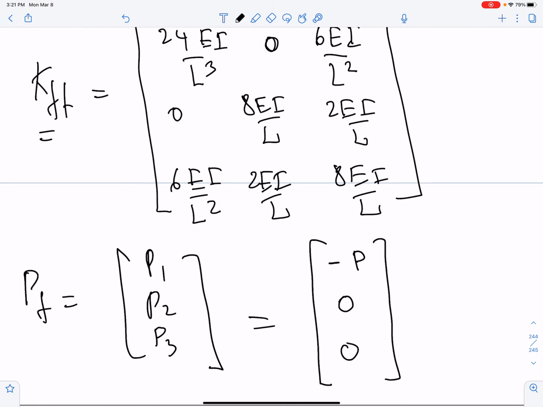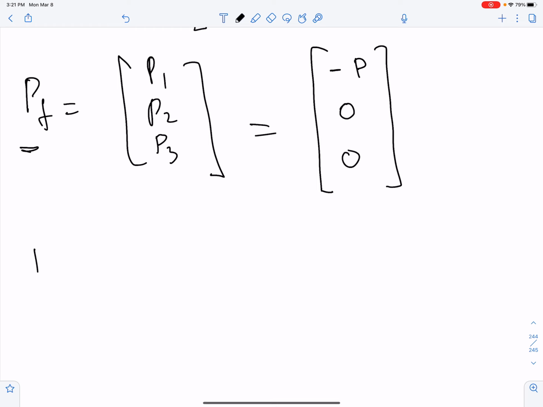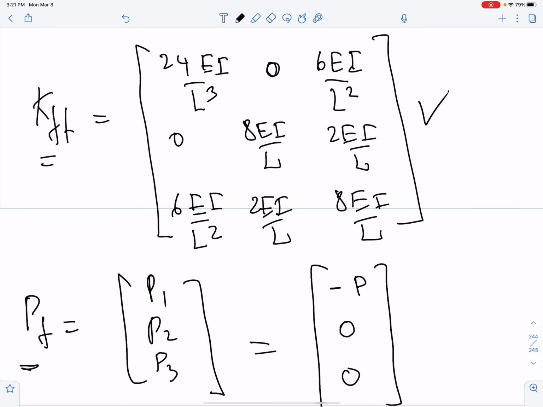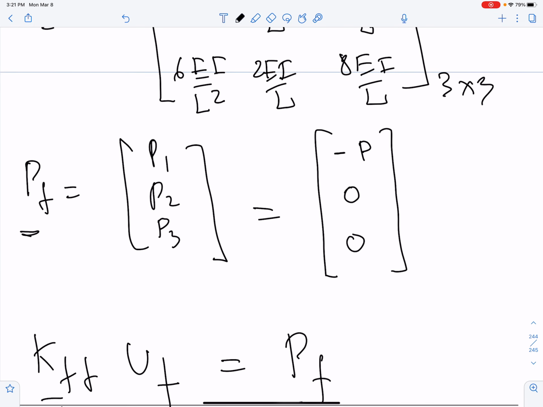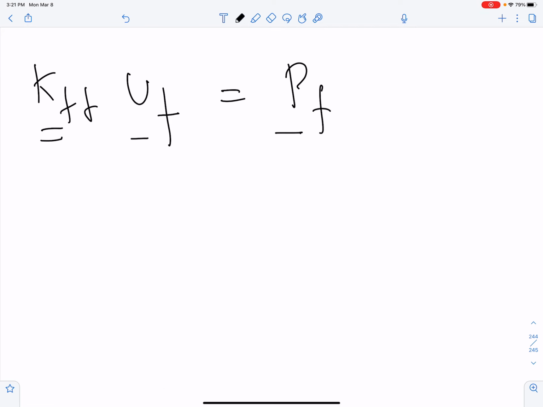Right, so the problem we need to solve now is KFF times UF equals PF, where KFF is given by this 3 by 3 matrix, and PF is given by this 3 by 1 vector. So you can actually struggle a little bit, and I'll welcome you to go through the notes. Especially, what I'll do is I'll summarize the end result.